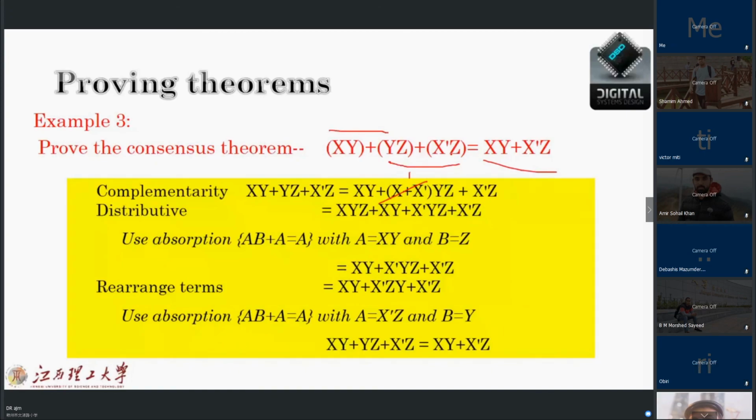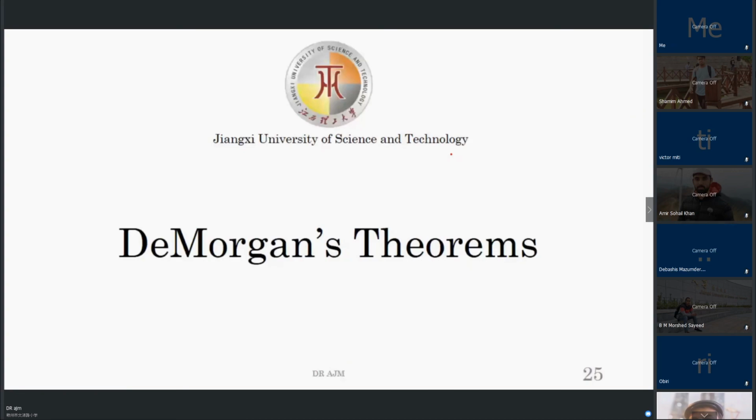I tell you that in Boolean algebra, we have the theorem that we call DeMorgan theorem.